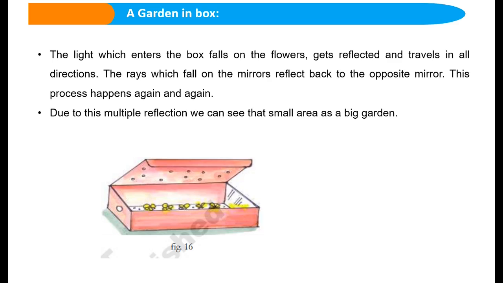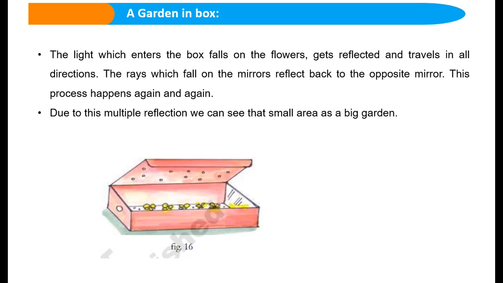The light which enters the box falls on the flowers, gets reflected and travels in all directions. The rays which fall on the mirrors reflect back to the opposite mirror. This process happens again and again. First light enters, it falls on the flowers, gets reflected in all directions. Then the rays which fall on the mirrors reflect back to the opposite mirror, and from this mirror again back to the opposite mirror. Like that this process happens again and again. Due to this multiple reflection, we can see that small area as a big garden. So that is about creating a garden in a small box. We can observe the same scenario in trial rooms of shopping malls where we can observe multiple images.